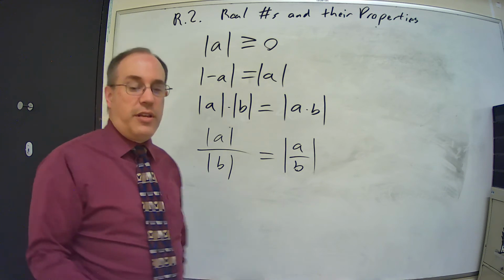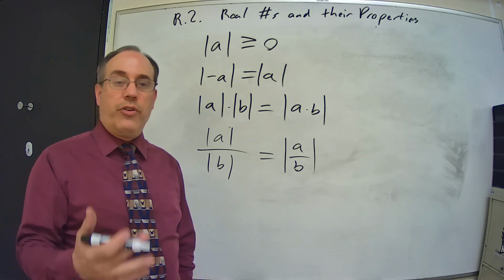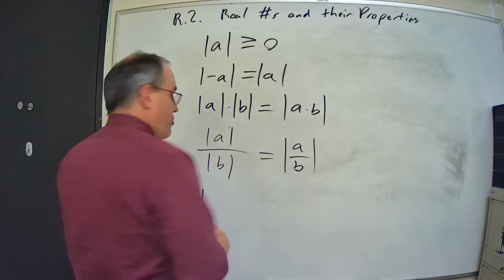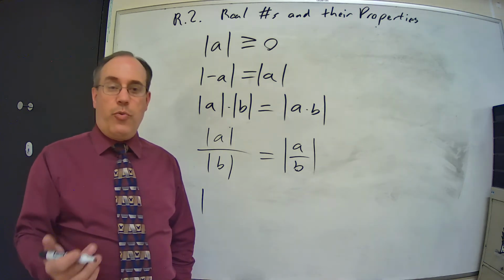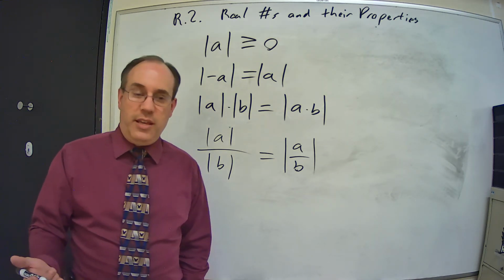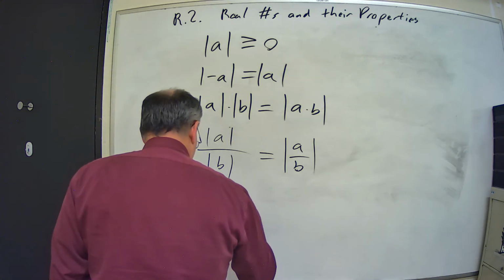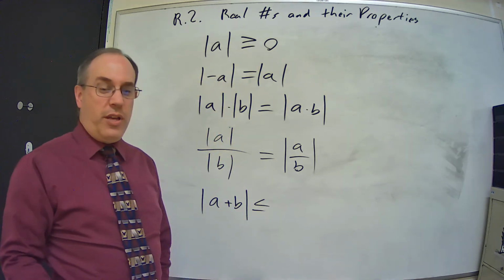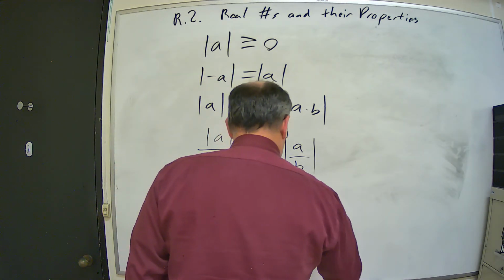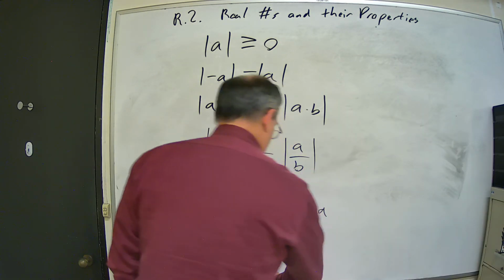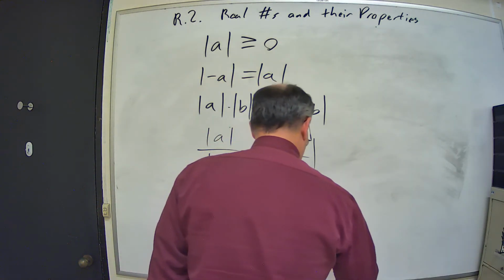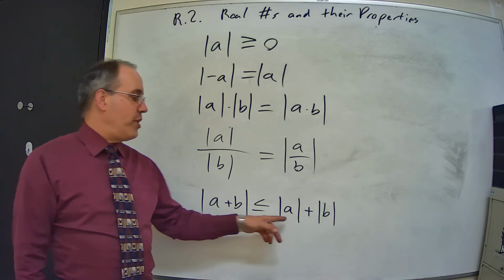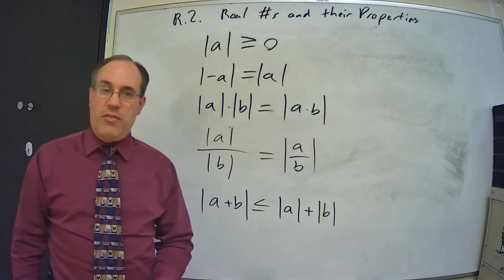Now here's another one that may be a little different to you. You may not have seen it before. This was actually based on Chebyshev's work, called the triangle inequality. The absolute value of A plus B is less than or equal to the absolute value of A plus the absolute value of B.